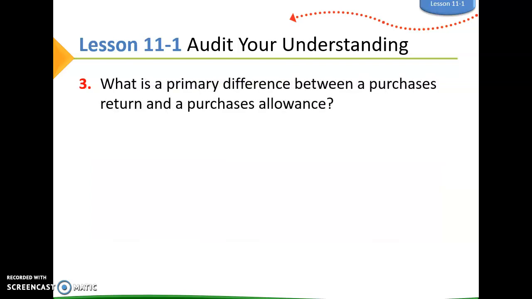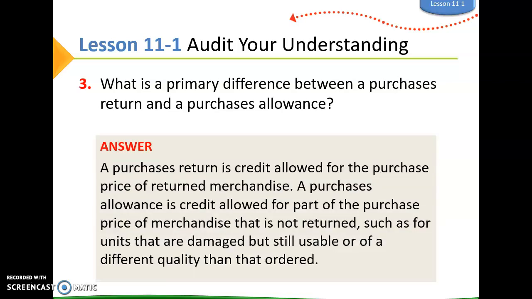So what is the difference between a purchases return and a purchases allowance? Remember, we talked about this in the chapter. One is where a whole item is returned, and the other is where an allowance is given, so the customer keeps the item, but a discount or an allowance is given at a reduced rate. So a purchases return credit is allowed for the purchase price of the returned merchandise. The purchases allowance is the credit allowed for part of the purchase price of the merchandise that is not returned, such as units that are damaged but still usable or of different quality than ordered.